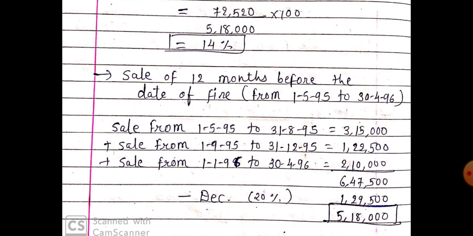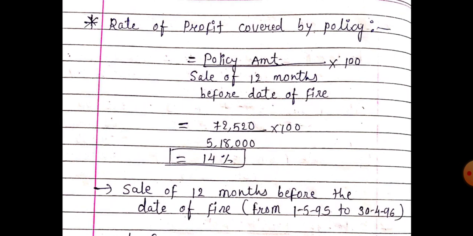6,47,500, minus decrease 20%. We decrease because in the example we are given that the sales decreased by 20% in the current year. 20% of 6,47,500 is 1,29,500. We will deduct it from the total. So our sales of 12 months before the date of fire is 5,18,000. Let's put it in the formula. So now 72,520 divided by 5,18,000 into 100 is 14%. That means our rate of profit covered by the policy is 14%.